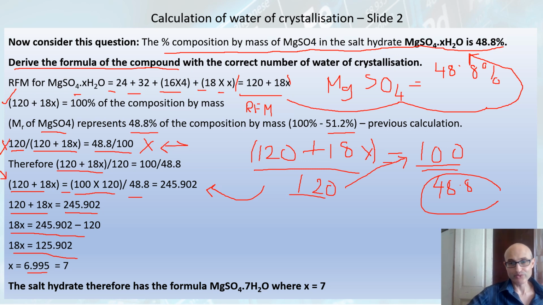Now, one word of caution. Do not think that you have a mistake. It will not work out necessarily to be exactly 7. All you have to do is to round it off to 7. 6.995 is 7. It's no other number. So your result is X, the number of the water of crystallization in MgSO4.7H2O, is actually 7.